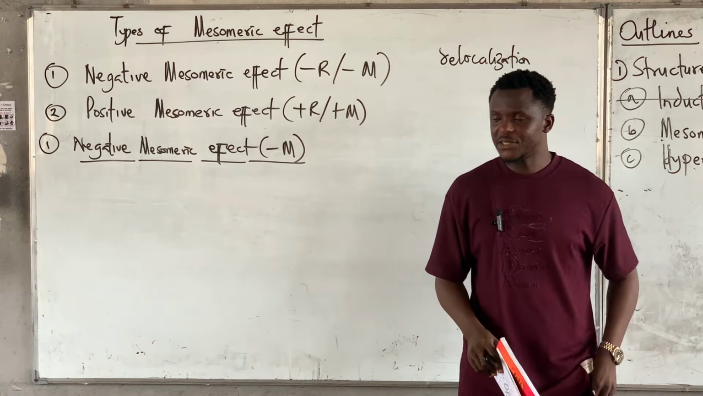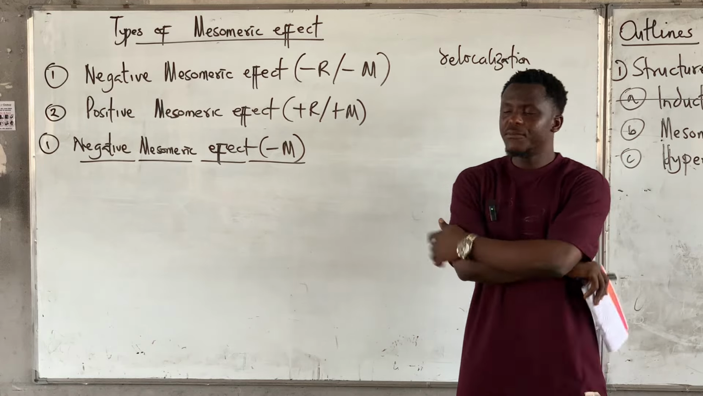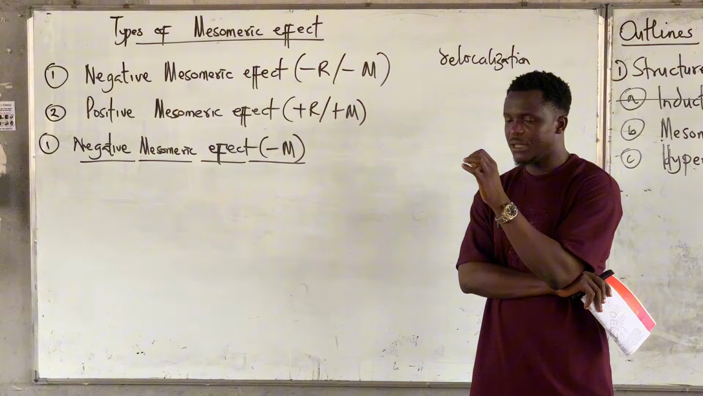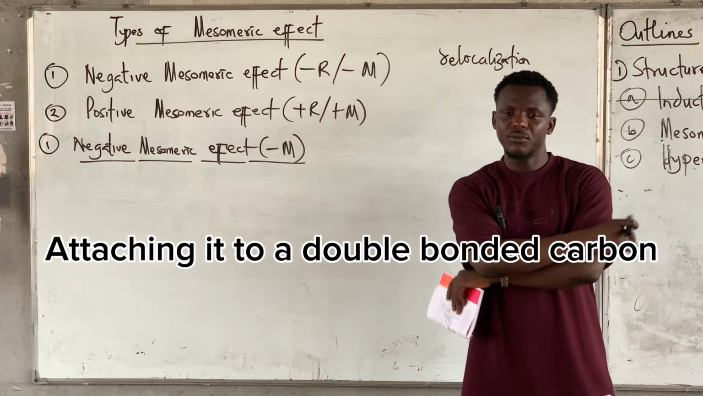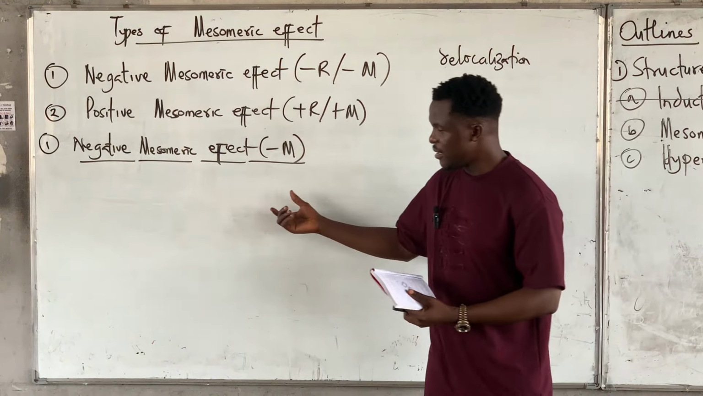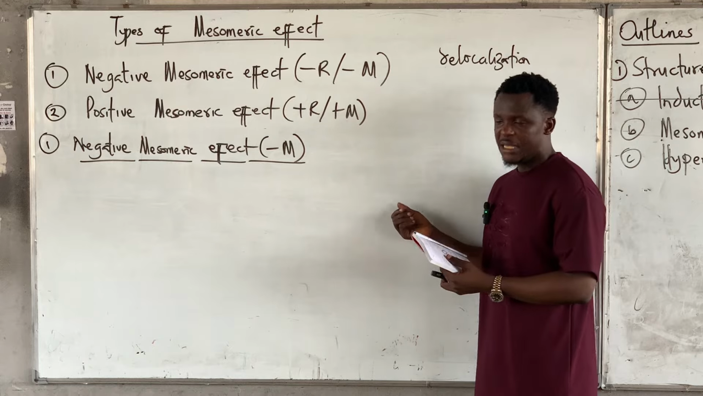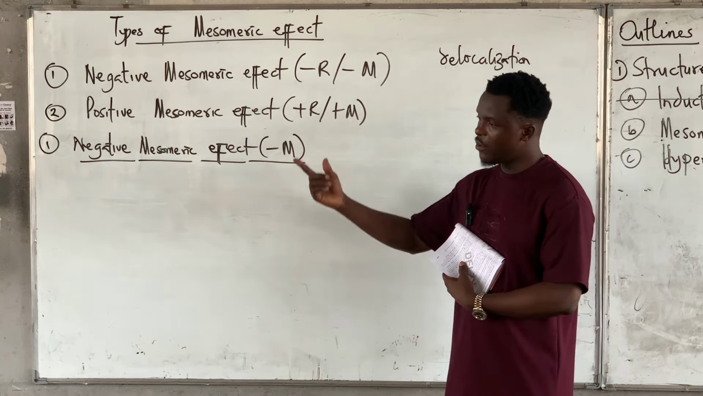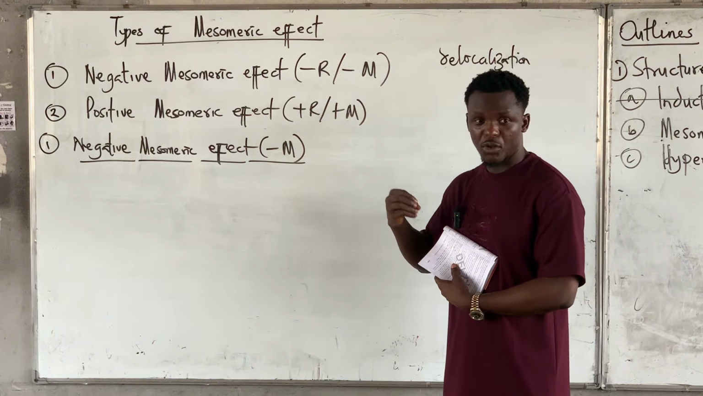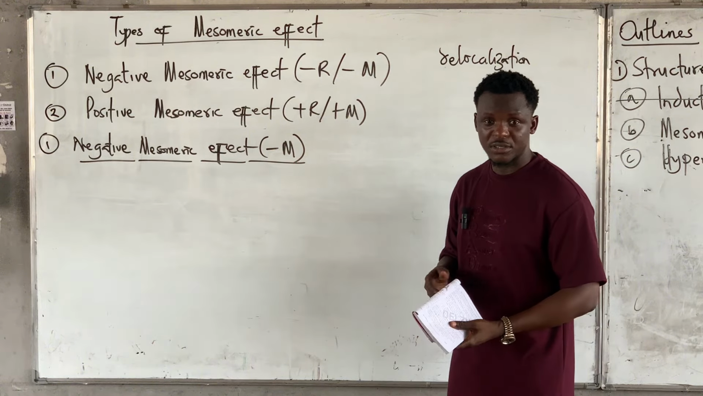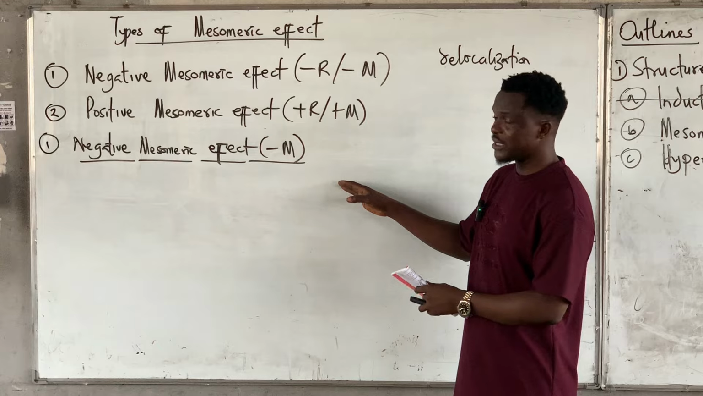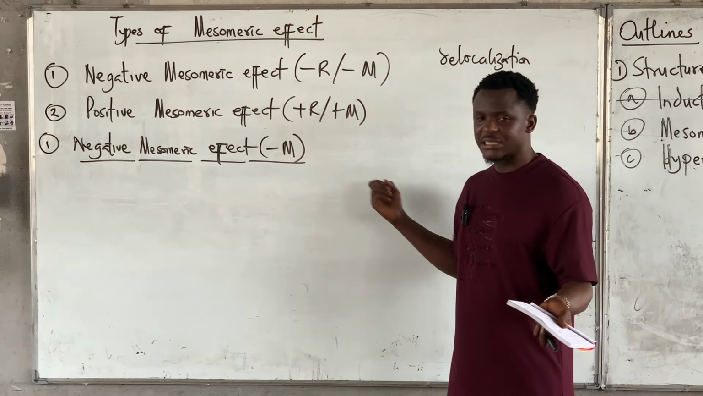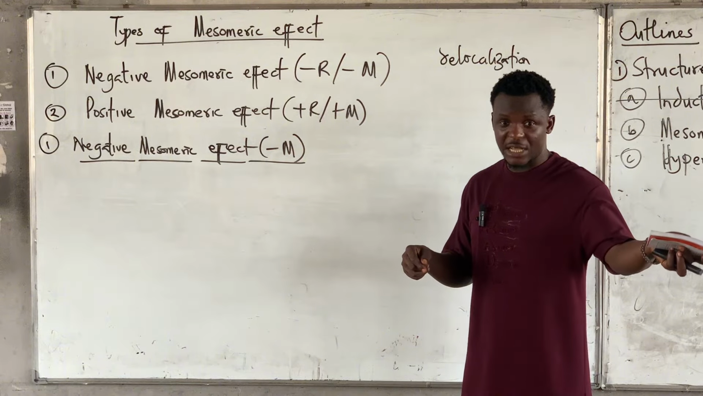Now you need to understand something: anytime you attach any substituent that exhibits minus M to a carbon in a compound, it pulls electron out of the compound and itself becomes negative, that is, rich in electron, but the compound it withdrew electron from becomes positive, decreased in electron. So this minus M will always decrease the electron density of a compound, because if you're pulling electron out from somewhere, you're decreasing the electron density in that compound, right?